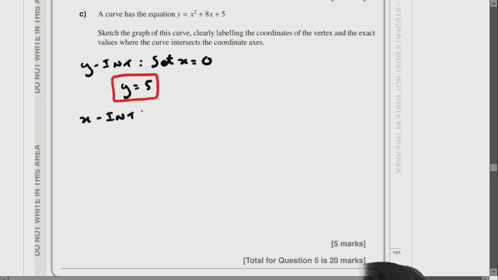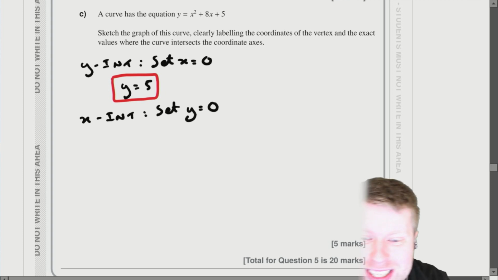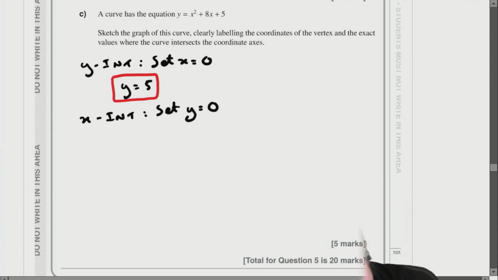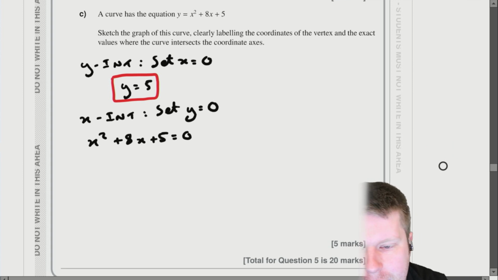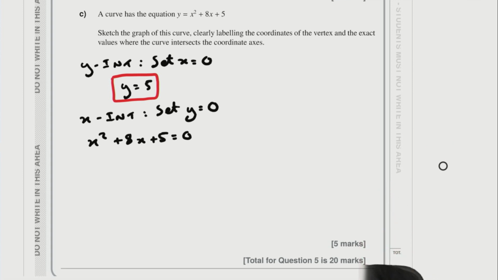So the x-intercepts are slightly more tricky to find on the basis they don't factorise, because we've done lots of questions with factorising so far in this theme. But if we set y to be 0, we're basically trying to solve x squared plus 8x plus 5 equals 0. Now obviously this doesn't factorise, but you have other techniques which you could have used to solve this, and I think the quadratic formula is completely fair here.